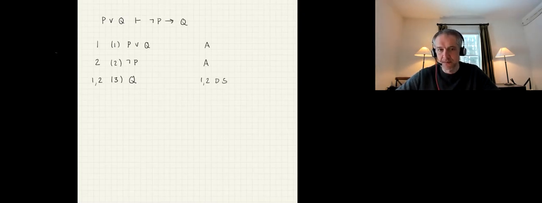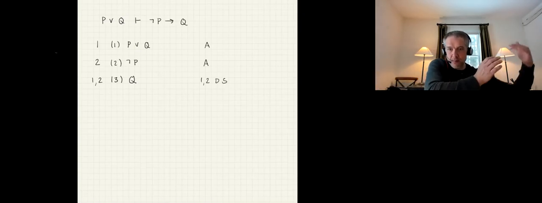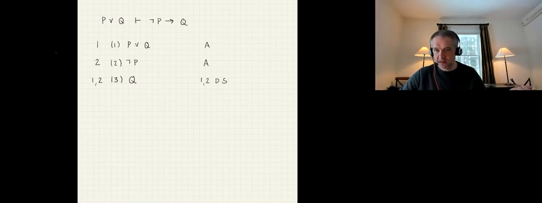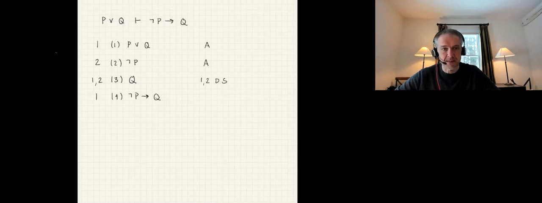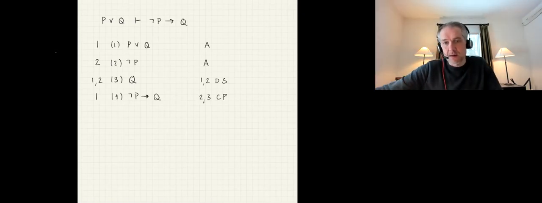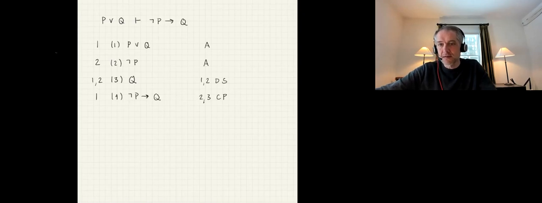That gives me Q. Again, with disjunctive syllogism, I'm not telling you here's a new rule. I'm telling you that because if you can prove disjunctive syllogism, then you can invoke it in another proof, as I've just done here. And now finally to finish this particular argument, that gives me if not P, then Q, where I get to discharge the dependency on 2. So that's then just 2, 3 conditional proof. Okay, so there I get the implication from P or Q to if not P, then Q.